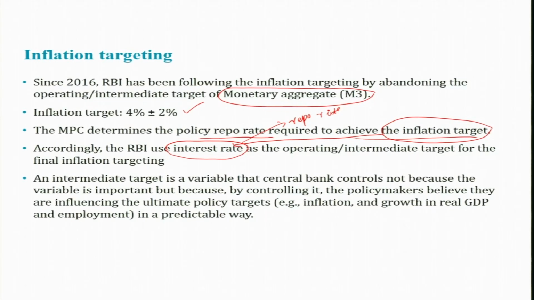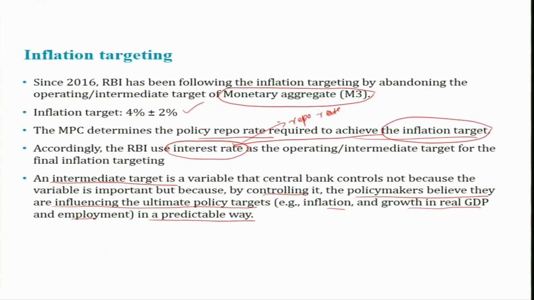Remember, an intermediate target, for which I have given a definition here, is a variable that the central bank controls, not because the variable is important. For example, the repo rate is not the final outcome variable. It is controlled not because the variable itself is important, but because by controlling it the policy makers believe they are influencing the ultimate policy targets, that is inflation, growth in real GDP, and employment, in a predictable way.